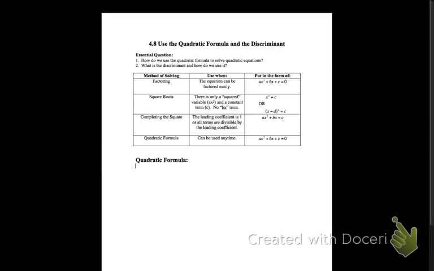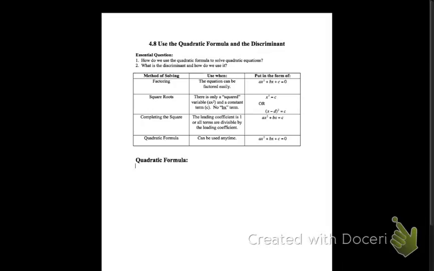Looking at the chart here, we've talked about several methods of solving quadratics. Factoring was the first method, but we also found that not every quadratic is factorable, so we should have a second method. The second method we talked about was square roots. The problem with the square roots method is that you can only use it when there is no middle bx term. Completing the square is another method that we did not discuss in this class.